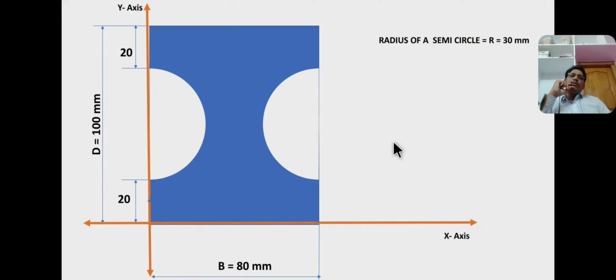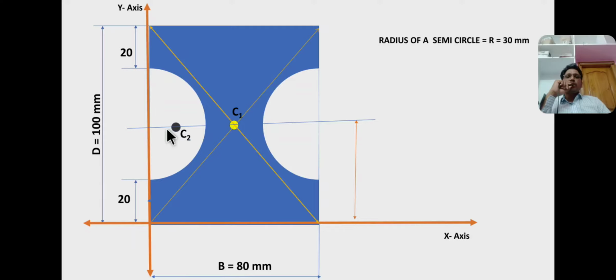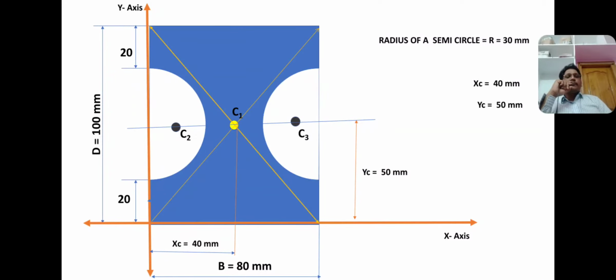Here C1 is the centroid of the rectangle, C2 is the centroid of the left side semicircle, C3 is the centroid of the right side semicircle, whereas CZ is the centroid or center of gravity of the entire composite section. It lies at a distance of x equal to 40 mm from the y-axis and at a distance of yc equal to 50 mm from the x-axis.